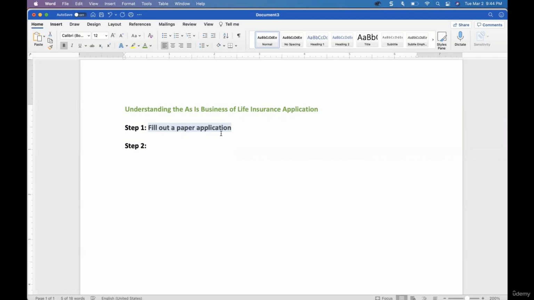So now the insurance agent has got the paper application that has been filled by the applicant. So what does the insurance agent do with this application? That's my question. Once the application is filled out and given to the insurance agent, what does the insurance agent do with this paper application?